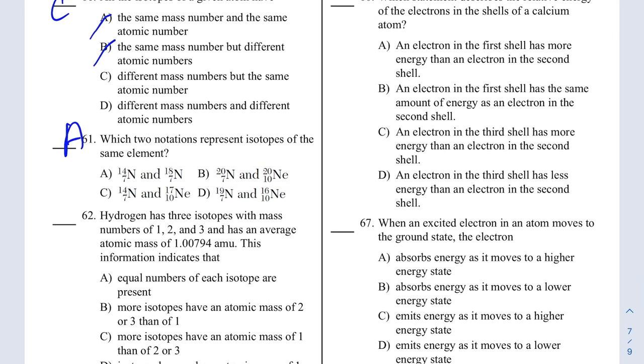Hydrogen has 3 isotopes with mass numbers of 1, 2, and 3, but the average atomic mass is 1.00794. This information indicates that if you were to do a weighted average and it is so close to 1, there must be much more abundance of atomic mass 1. So more isotopes have an atomic mass of 1 than 2 or 3, which is choice C.